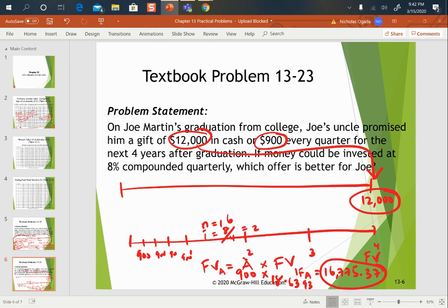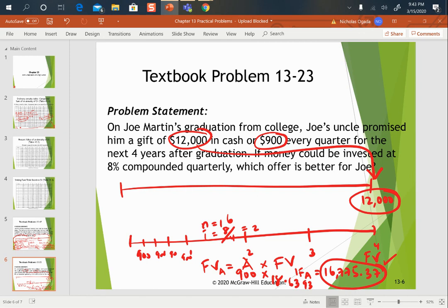So if you compare the two, of course, you'll choose the one that is more, and the greater one is 16,775 and 37 cents. So you'll choose the idea of getting $900 every month, and then if you invest this money in a bank, you'll end up accumulating 16,775, which is more than the $12,000. So in that case, you'll choose the second option.